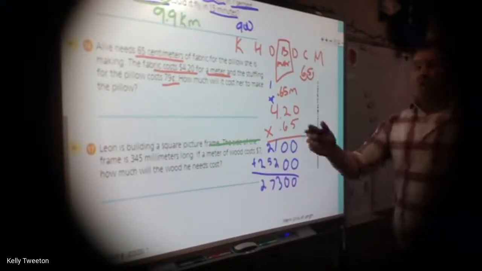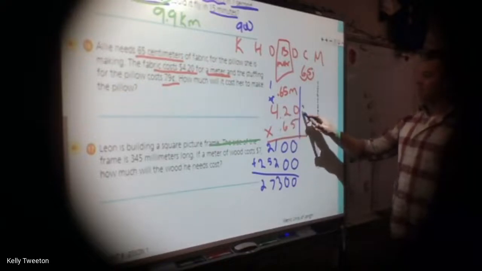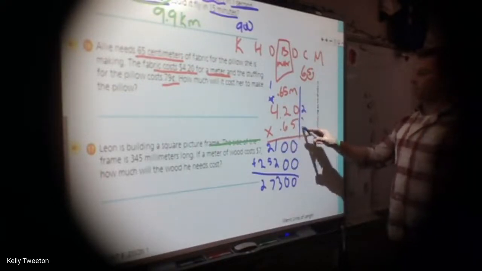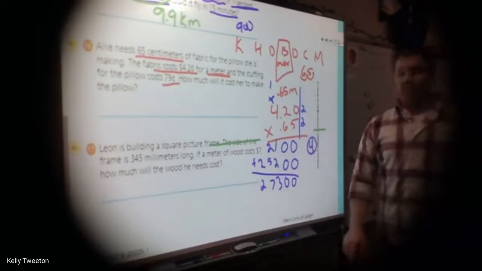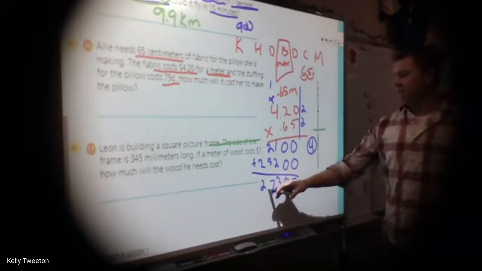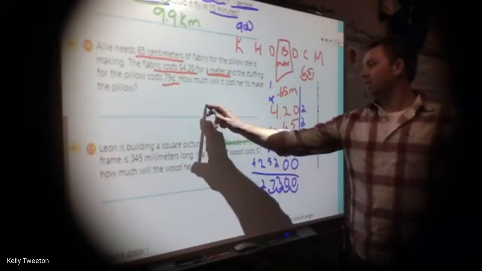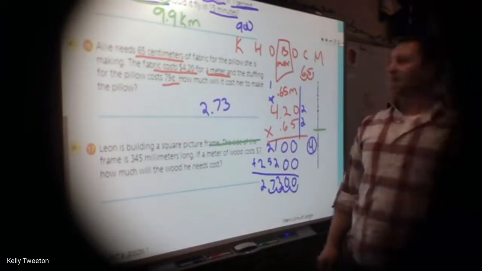Don't forget to build that wall. We cannot forget to move those decimals over. I see I'm 2 places away from that wall. I'm 2 places away from the wall. So I have to move it 4 places in the answer. So my decimals here, let's move it 1, 2, 3, 4. So what that means is we have 2.73. What does that tell us, though?